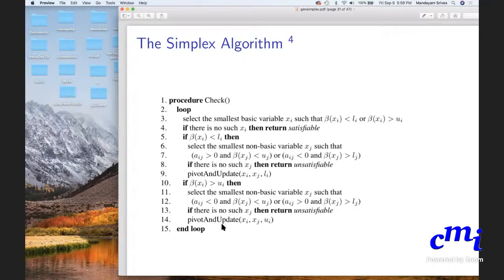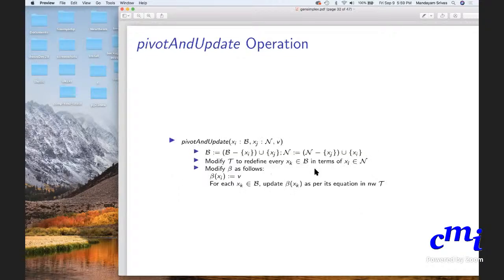And after that, it does the pivot operation. If there's no such variable, once again, you return unsatisfiable. So it keeps doing this until it either finds that all the constraints on the variables are satisfied, or it hits a point where you cannot do any adjustment. It is not possible to pick any variable among the non-basic variables to do the adjustment.